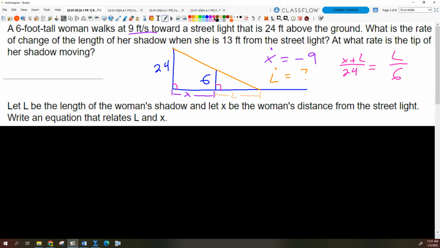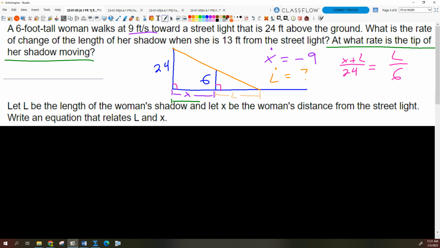And then the last part, notice this part. They want you to find at what rate is the tip of her shadow moving? How am I going to do that one? That's different than L dot, isn't it? Right? L dot is just the length of her shadow that she's casting, but she's moving too. How would I do the second part? Any ideas? The x plus L dot. Yeah. Okay, so for part two, I might even think about a different quantity.